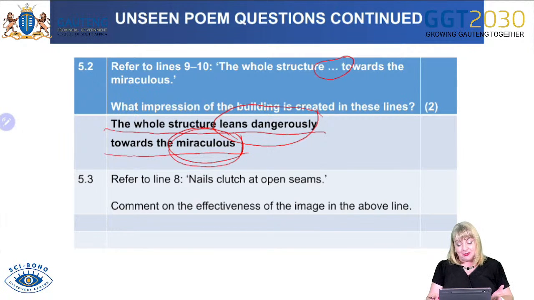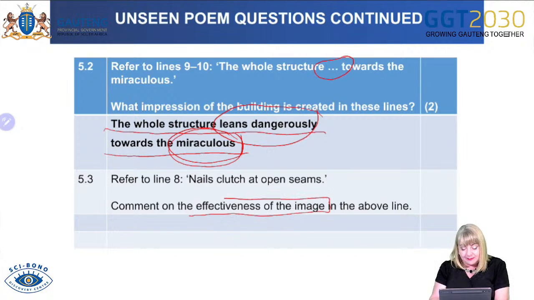Then in question 5.3, they say, refer to line 8. "Nails clutch at open seams." Comment on the effectiveness of the image in the above line. Remember, we talked about imagery and we said that very often learners can't make this critical link between the imagery and the effect of the imagery. And this is exactly what the question says, the effectiveness of the image of the nails clutching at the open seam. So first, you're going to explain the image.